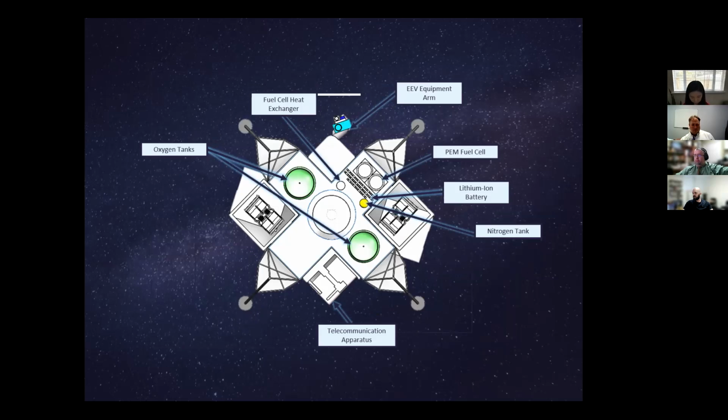Contained below in the storage bay are the oxygen tanks, fuel cells, and any additional equipment. Contained on the outside of the storage bay are the telecommunication apparatus and additional equipment required for scientific research. Next slide, please.